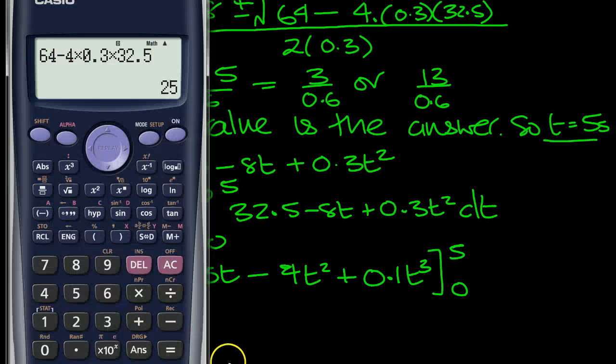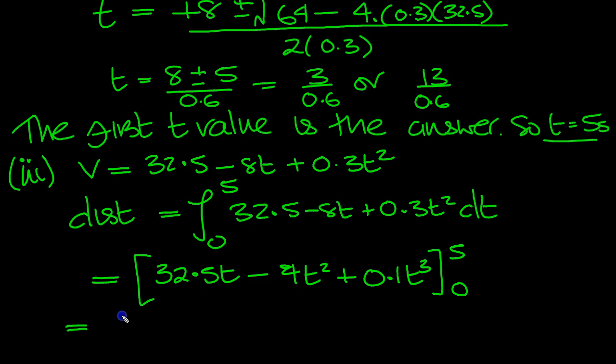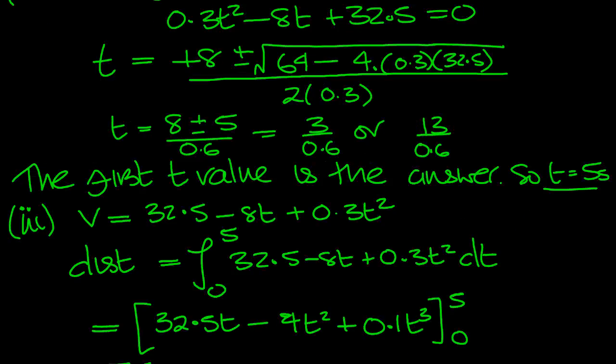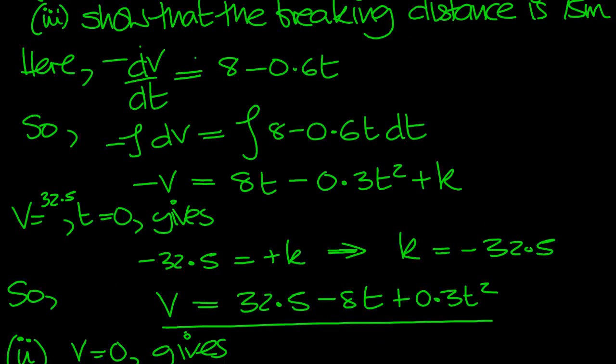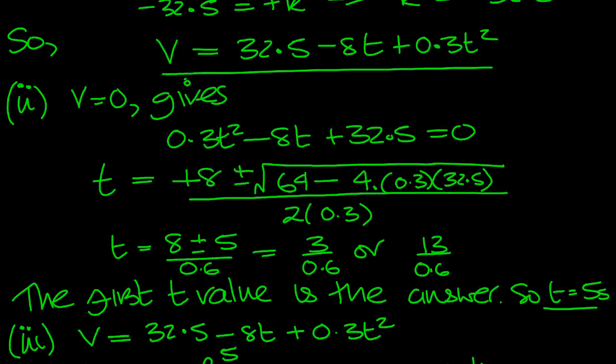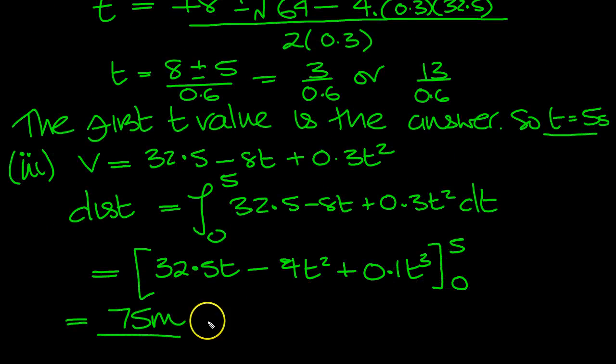So we'll put it in the calculator. 32.5 times 5 minus 4 times 5 squared plus 0.1 times 5 to the power 3 equals 75. There we go, and I think that's what we were actually asked to show: the braking distance is 75 meters. You could actually write down the values before you do the final calculation in the calculator to show the method and get some method marks.